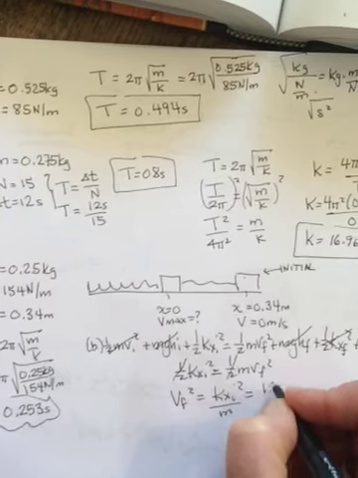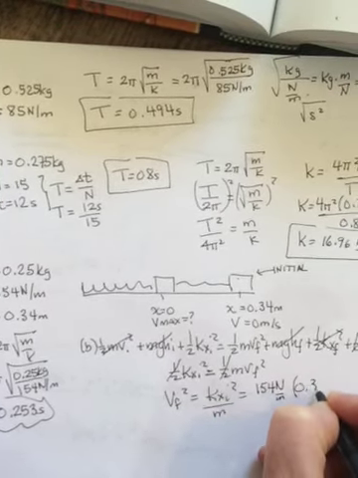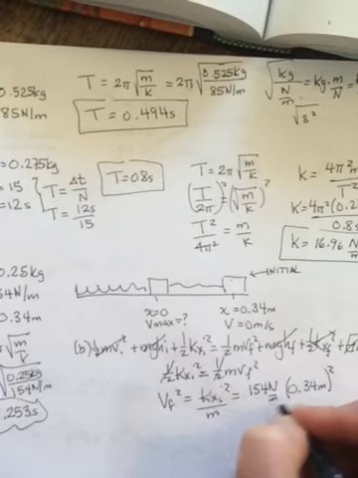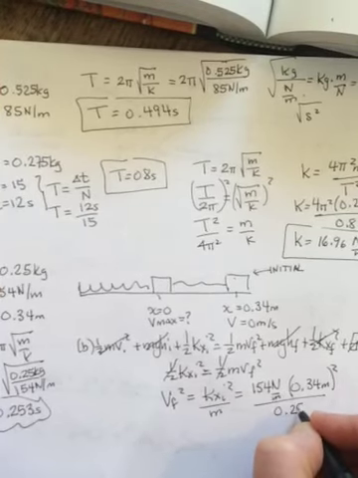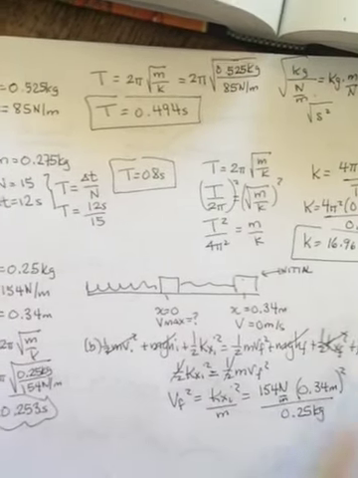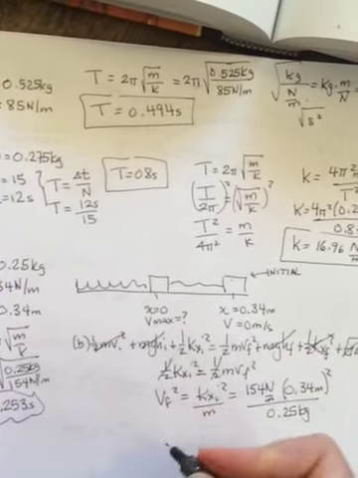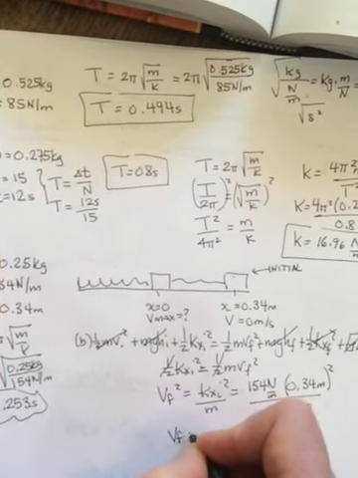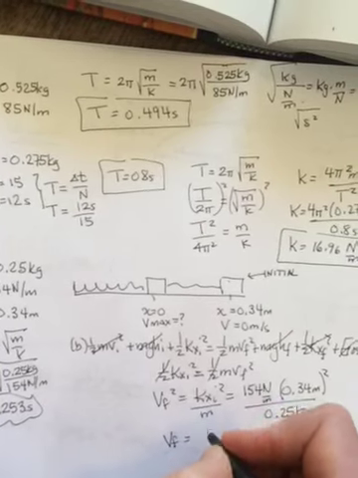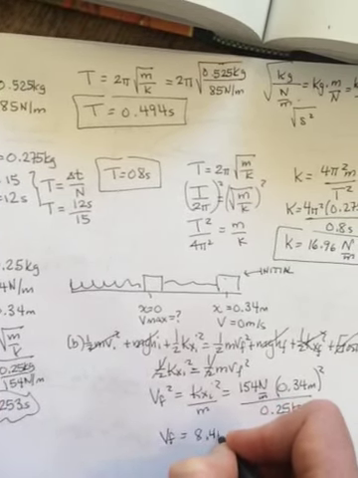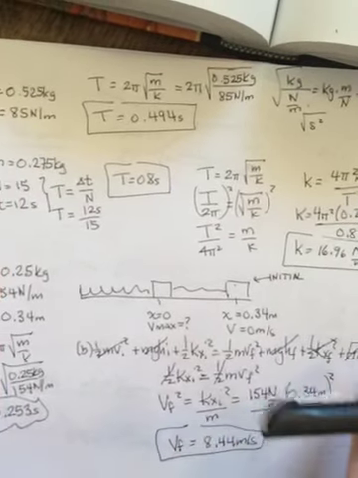k, they told us, was 154 newtons per meter. x, they told us, was 0.34 meters, squared. And m was 0.25 kilograms. And remember, that's v squared. The most common mistakes here are writing down your squares, but forgetting to square root. If you remember to do that, you will get 8.44 meters per second. Okay, that's B.